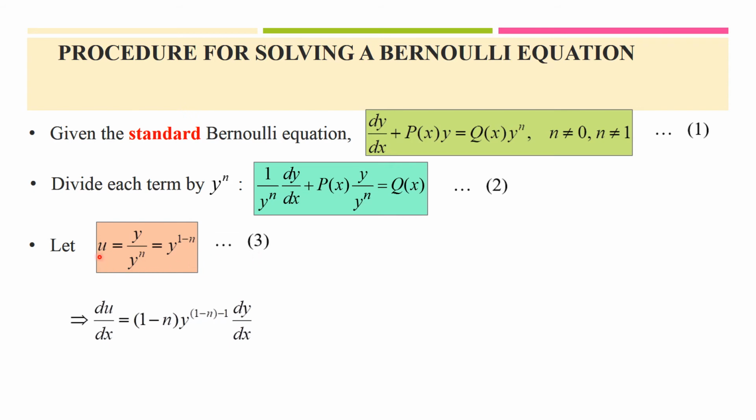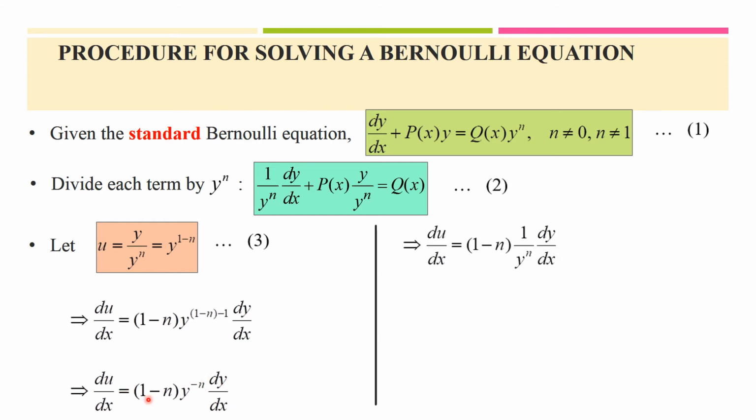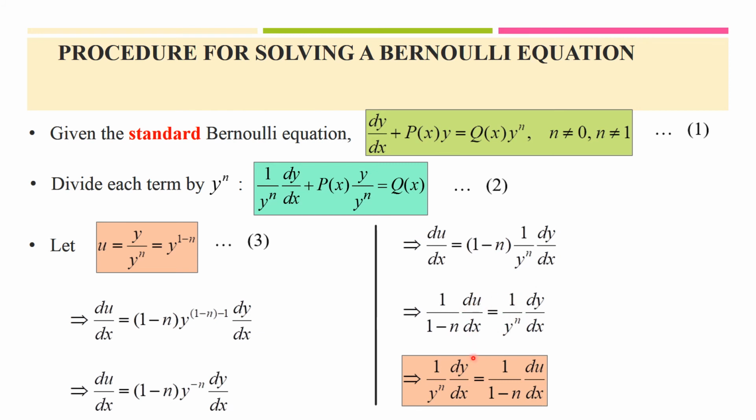Differentiate the left hand side with respect to x, and we get du/dx. On the right side, differentiating with respect to x, you get (1-n) multiplied by y to the power of 1-n-1, multiplied by dy/dx. In other words, du/dx equals (1-n) y^(-n) dy/dx. Now y^(-n) is the same as 1 over y^n. In other words, (1/y^n) dy/dx equals, bringing the (1-n) factor to the left, 1/(1-n) du/dx. So swapping the position of the two, this implies that (1/y^n) dy/dx equals 1/(1-n) du/dx. What does this tell us?